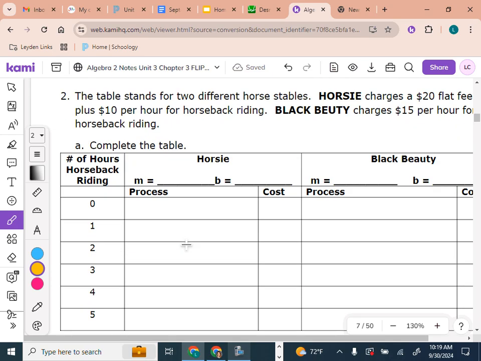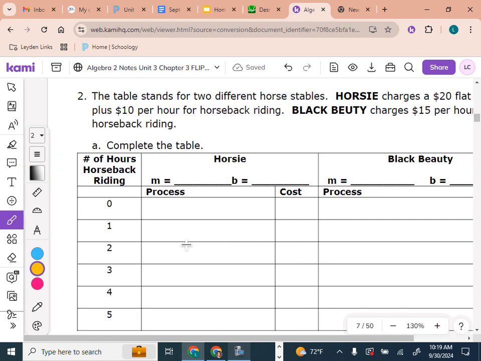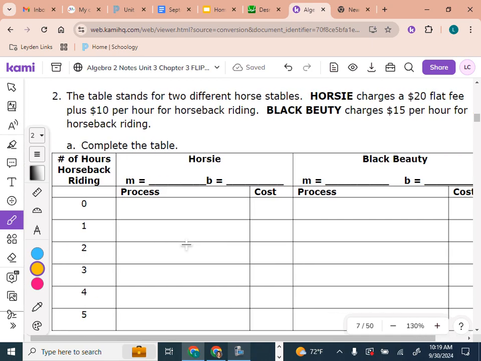This one, people also get afraid of. Just because it is a word problem, we kind of got to write our equations, but it's not scary. All right, let's talk about it.